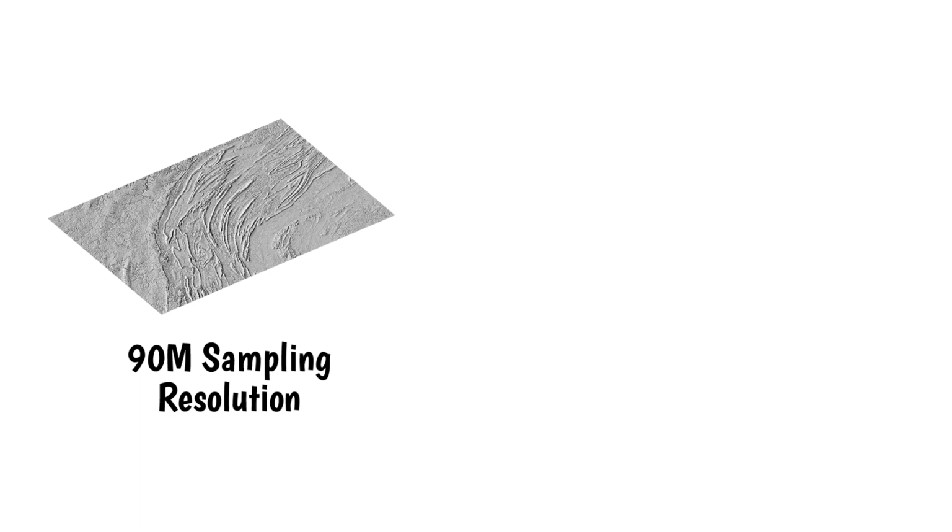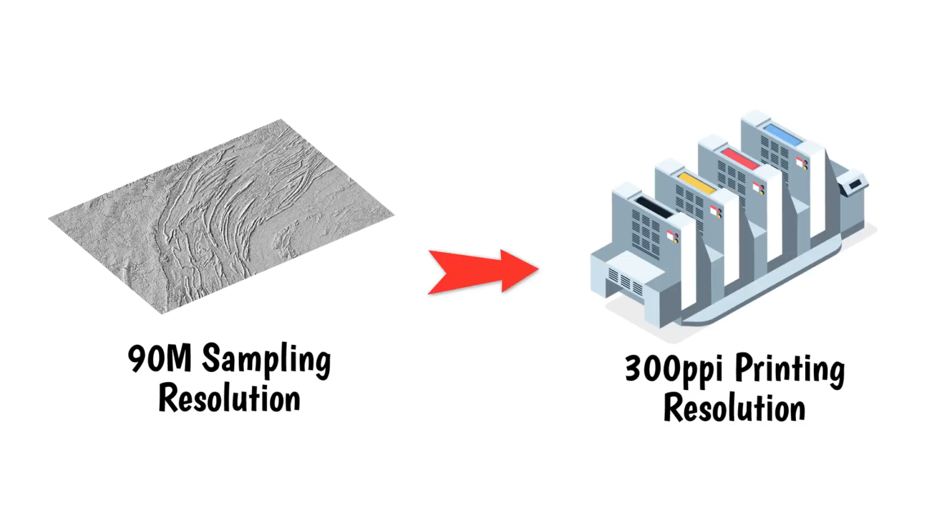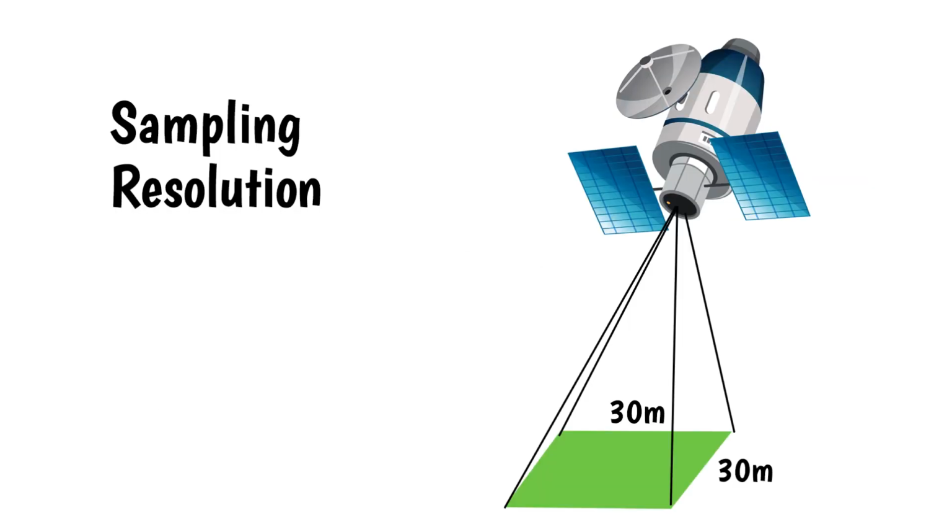Note, in this video, I'm referring to the output resolution of shaded relief images, not the sampling resolution of the original data. Output resolution refers to the resolution in pixels per inch of your working file in Illustrator or Photoshop. It's what graphic designers normally think of as image resolution. The sampling resolution is the size of the areas being sampled by the satellite or other remote sensing device, such as 30 meters. See my Spatial Resolution for Dummies video for more about this.